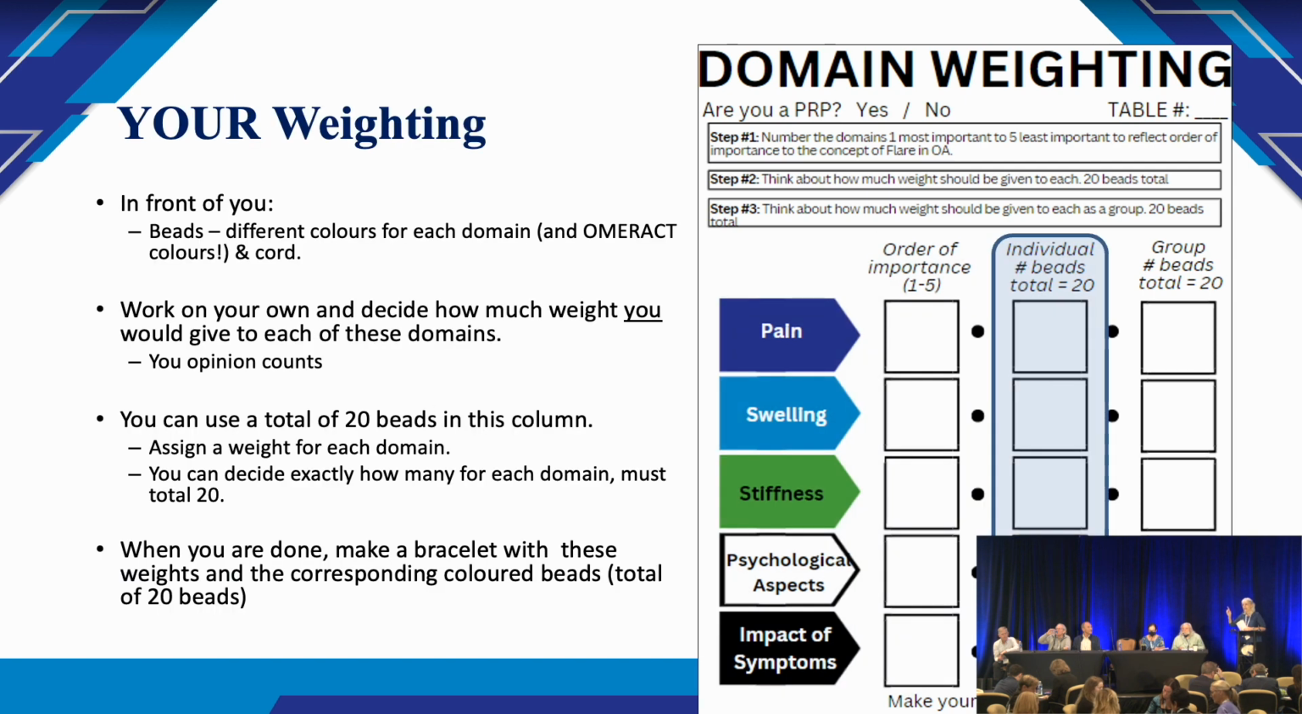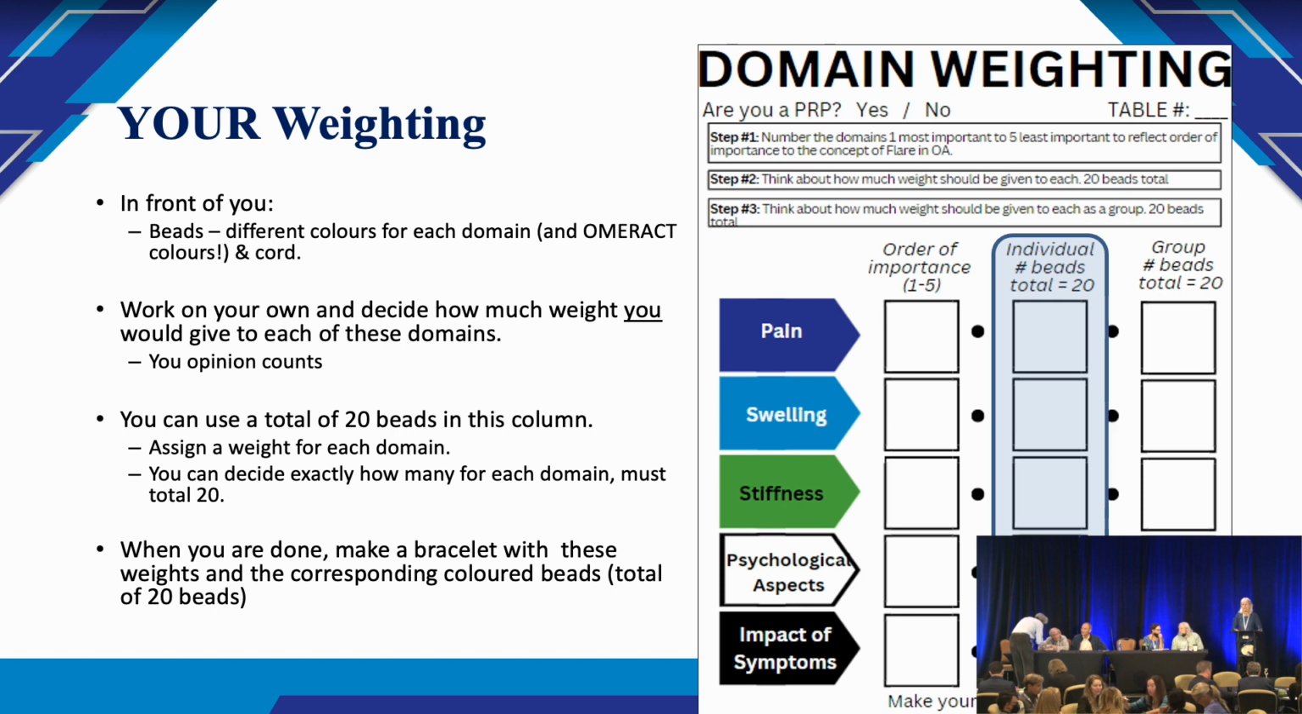After you've done the ranking, I'm going to go through all the instructions. After you've done the ranking, this is the tricky part. We want you to assign a weight. Now, there's little packages of beads on your table. There's 20 beads for each domain in each of the packages. So make sure you have a package for each of your domains. And then you're working as an individual to assign your weights.